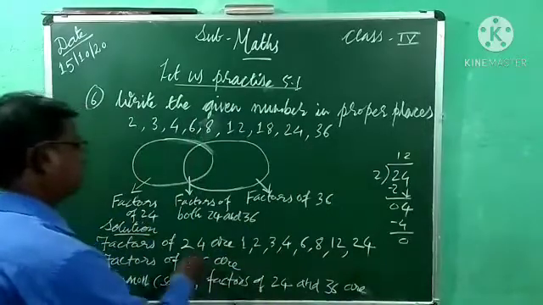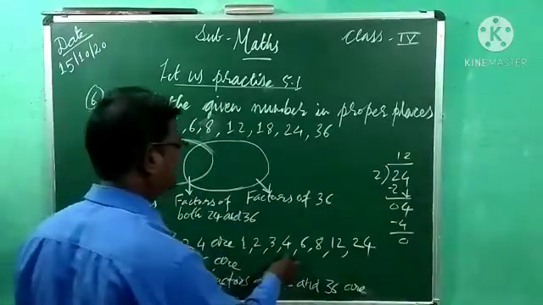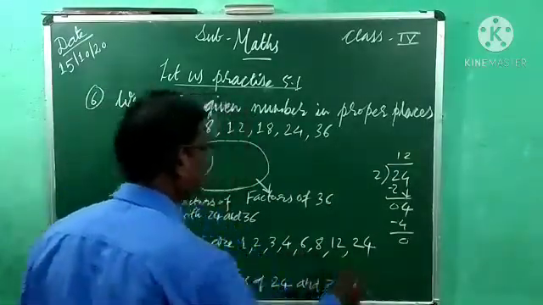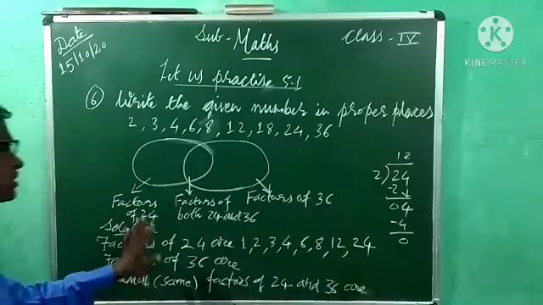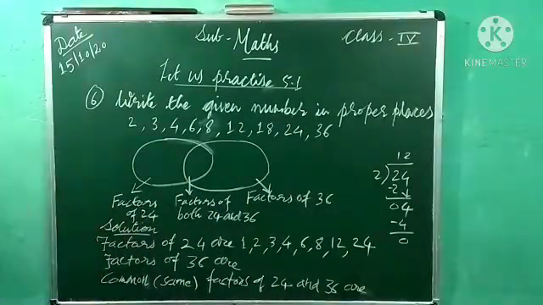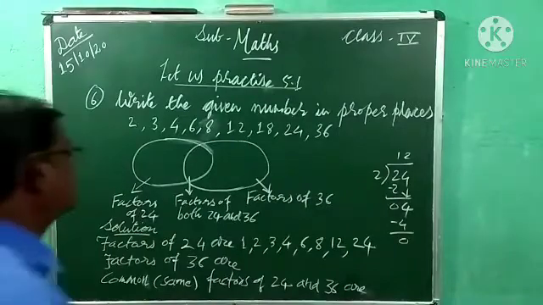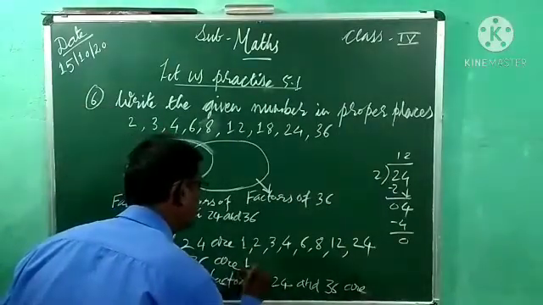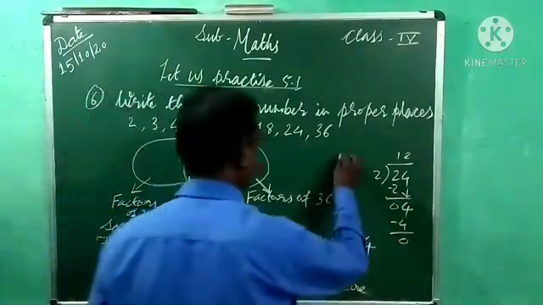So these are the factors of which number? 24: 1, 2, 3, 4, 6, 8, 12, 24. These are the factors of 24. In the same way we have to find the factors of 36. Factors of 36 start from 1 only: 1, 36. Divide 36 by 2.